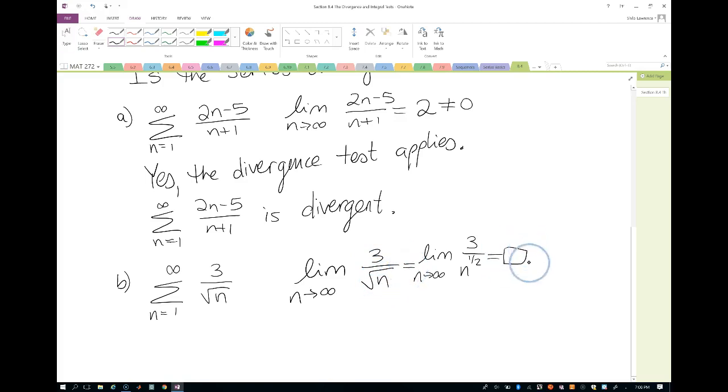And I'm sorry, it looks like a square instead of a 0. My screen on my Surface Pro, I think, is not fixed.